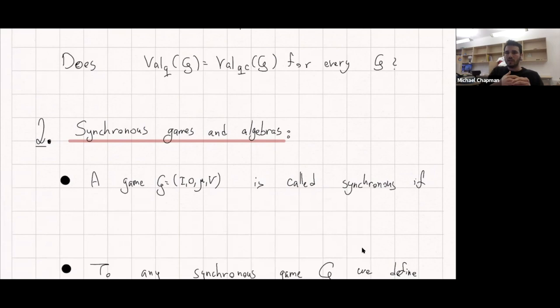So a game is called synchronous if it satisfies the following condition. If for any A that is not equal to B inside O and any X in I, V of A, B, X, X is 0. Okay, and the dramatized way of explaining it is if I send the same question to both players, they must answer with the same answer. So any game that satisfies this condition is called synchronous.